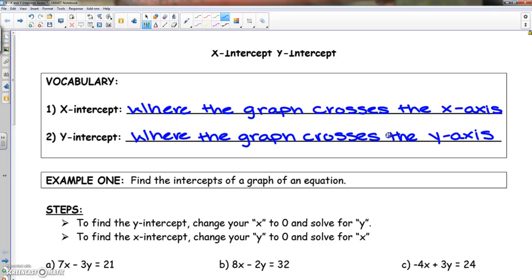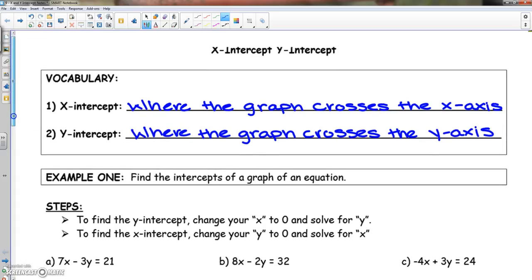So graphically, I could probably just look and see, okay, where's my x-axis? Where's it cross? Where's my y-axis? Where's it cross? I can do it that way. But you also have to be able to do it algebraically. So today we're going to figure out the x-intercept and y-intercept of an equation when given the equation, and we're going to do it algebraically.